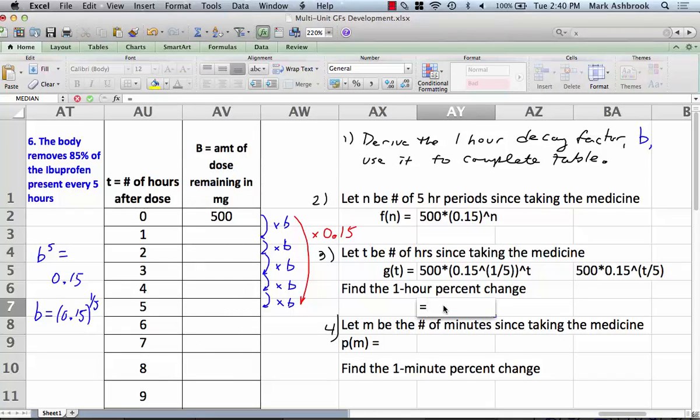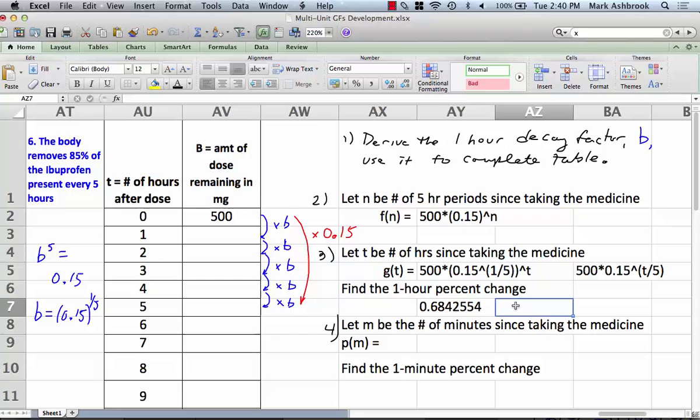Where does the 1 hour percent change come from? Patrick, where does that come from? Yep. It's our 1 hour decay factor we find out. Get that by doing 0.15 to the power 1/5. I got 0.684. And then we do 100 minus that. 100 minus 68.4. So what'd you get? 31.6? Yeah.